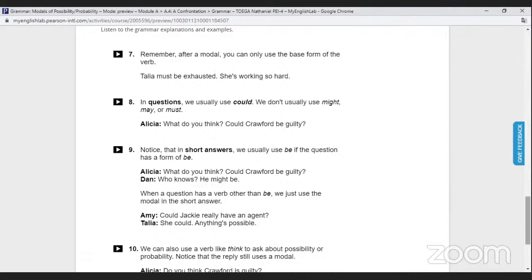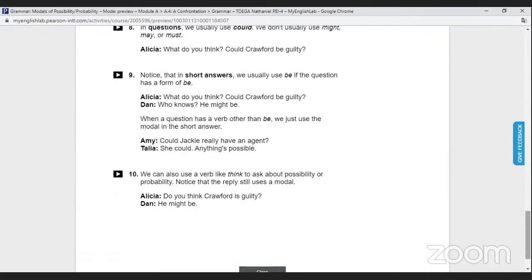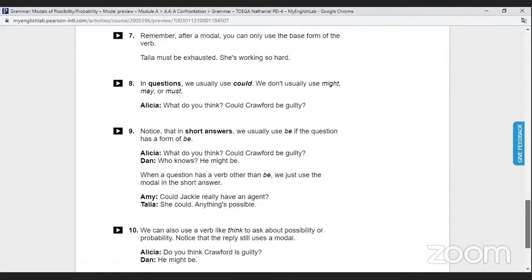Very good. In this other part, number 10, the last one. We can also use a verb like think to ask about possibility or probability. Notice that the reply still uses a modal. Please read. Do you think Crawford is guilty? He might be. Okay, very good.